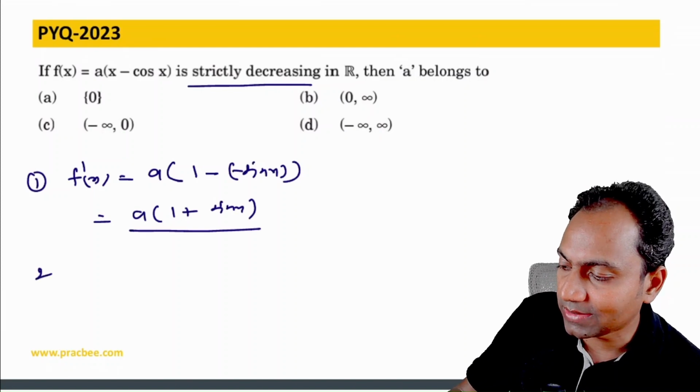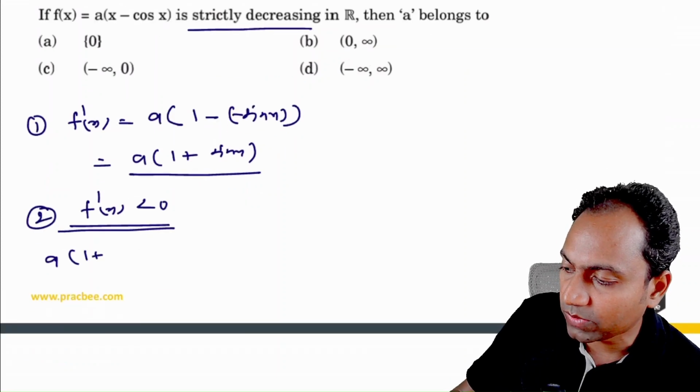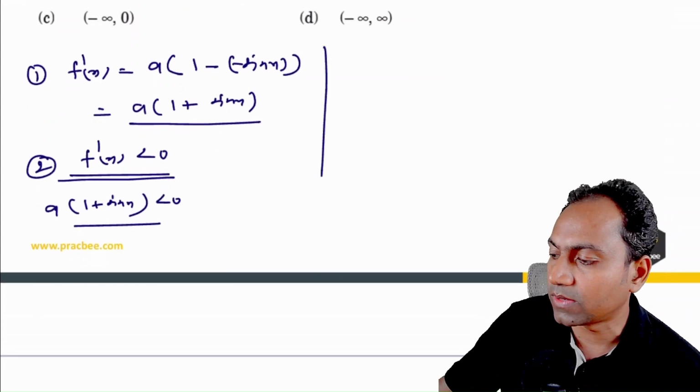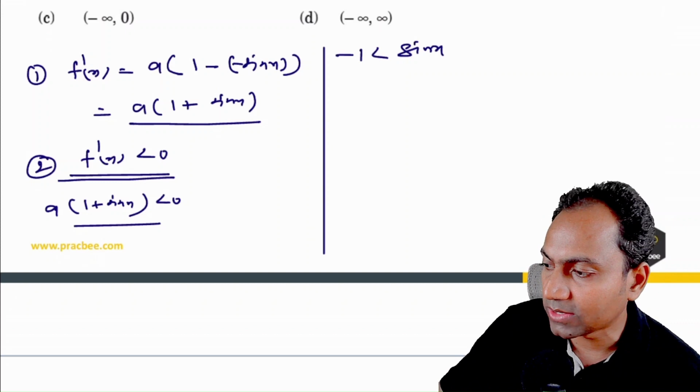Now what they're saying in the next part is that it is strictly decreasing. This would mean this should be smaller than 0. That would mean a into (1 plus sin x) should be smaller than 0. Now we can understand from here one very commonsensical thing: sin x always lies between minus 1 and 1.